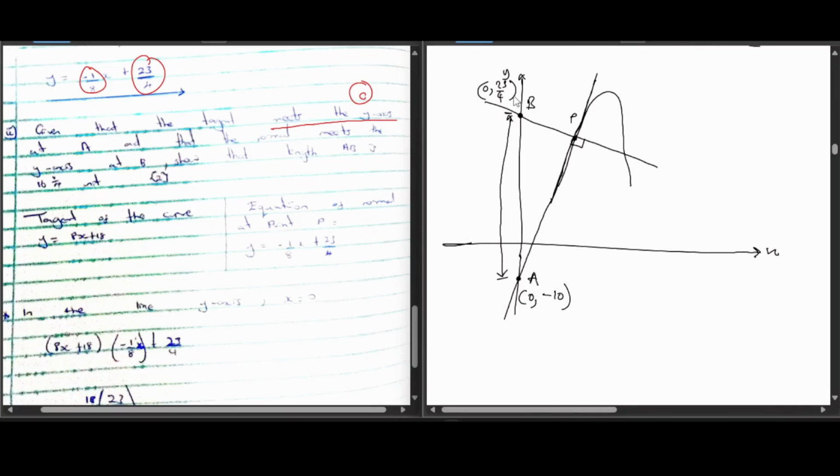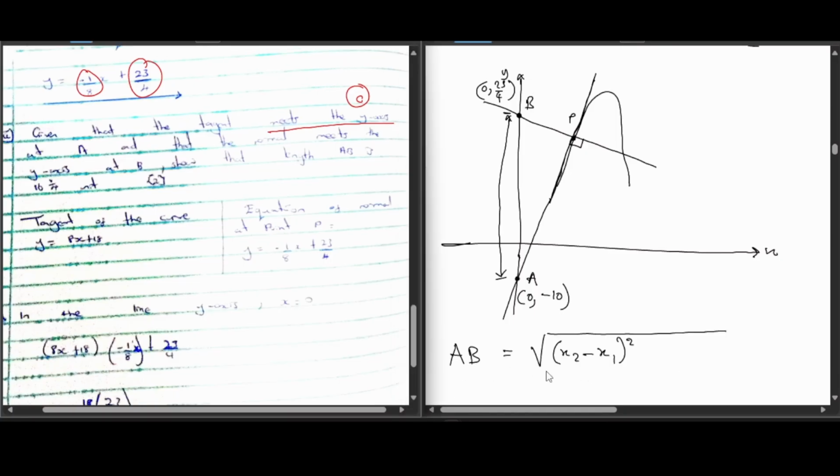So we just need to find the length AB. AB is equal to... So the length between A and B is given using the Pythagoras theorem. It is equal to the square root of x2 minus x1 squared plus y2 minus y1 squared.